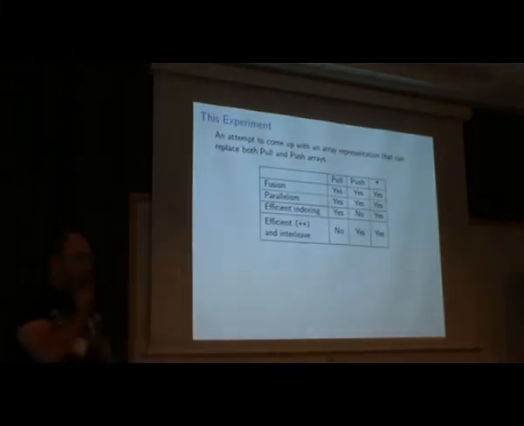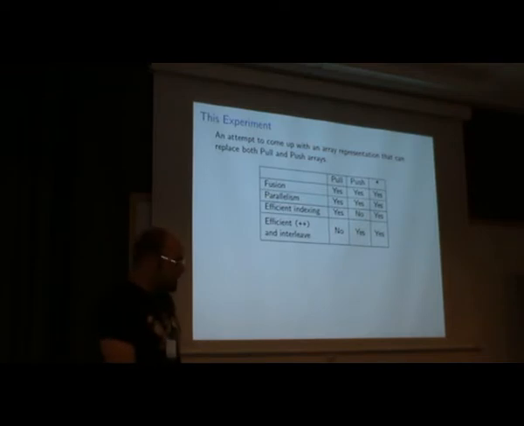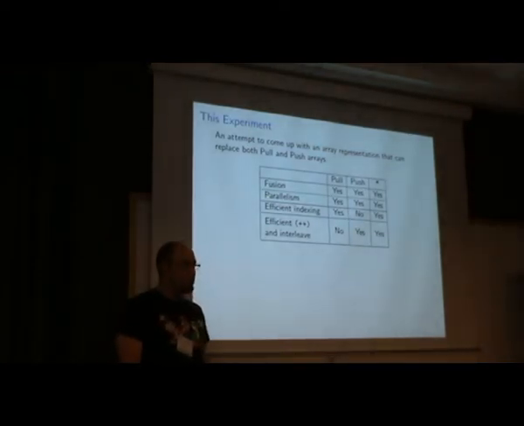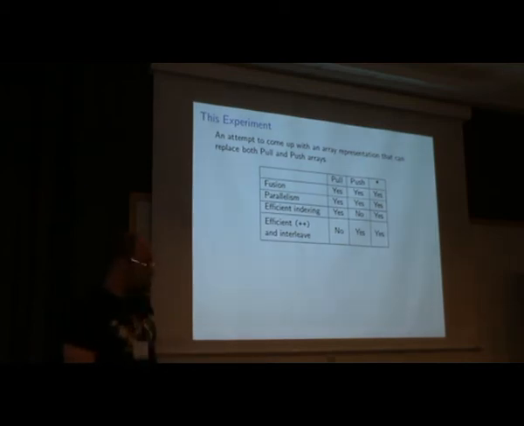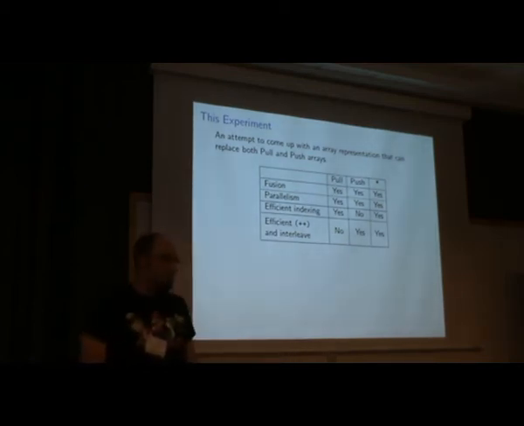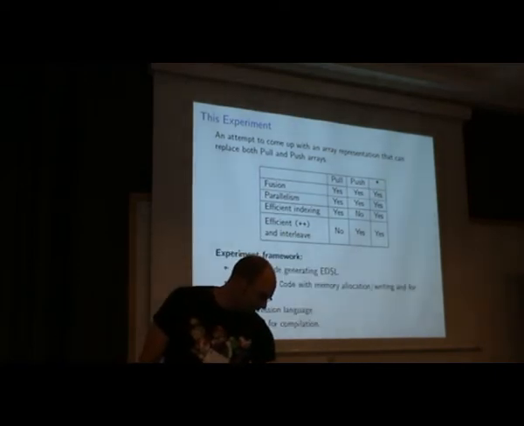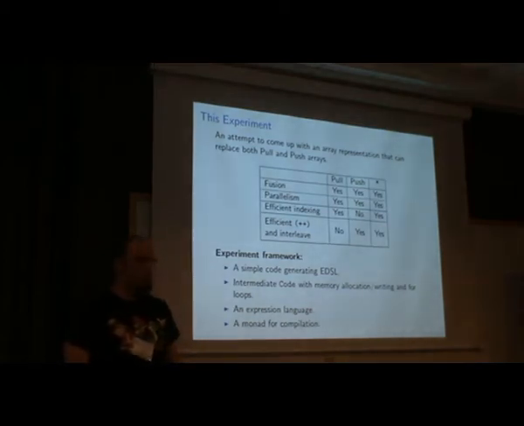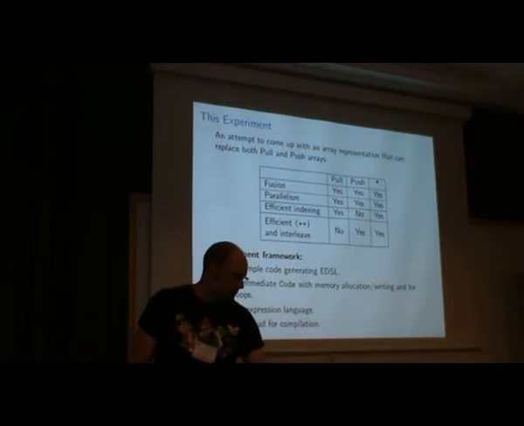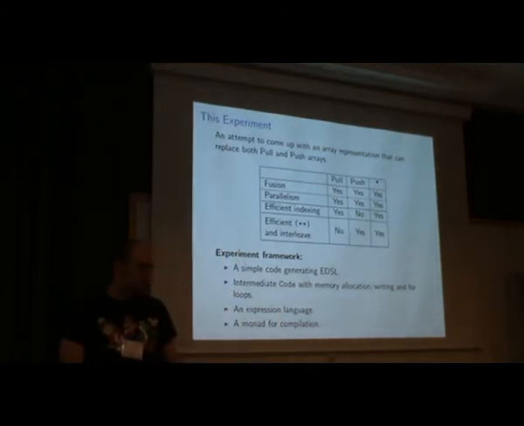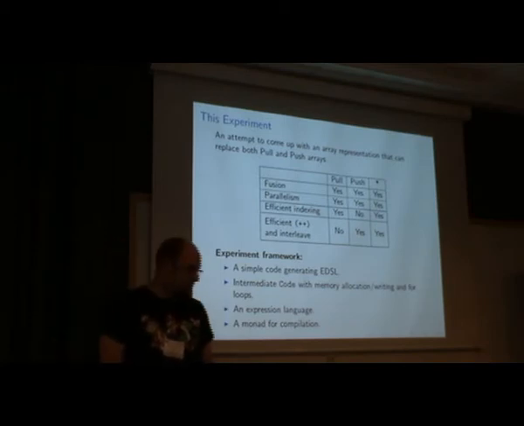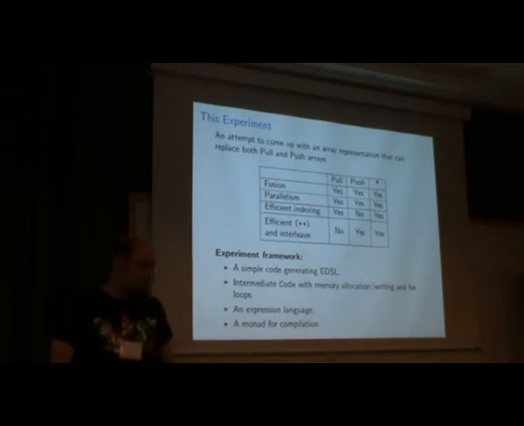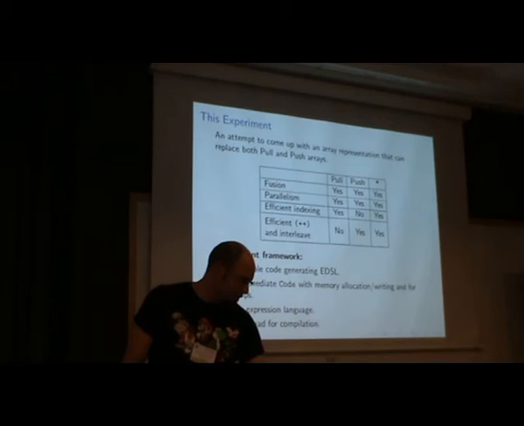So that brings us to the experiment that me and Josef performed, and that is we want to see if we can find an array representation that has yes along that entire column. We performed that experiment in a simple framework. We have a small code generating embedded domain-specific language that generates intermediate code that has memory allocation and reading, writing, for loops, expression language, and then there's a monad for compilation into this intermediate representation. That's the monad called M that you saw in the push array.